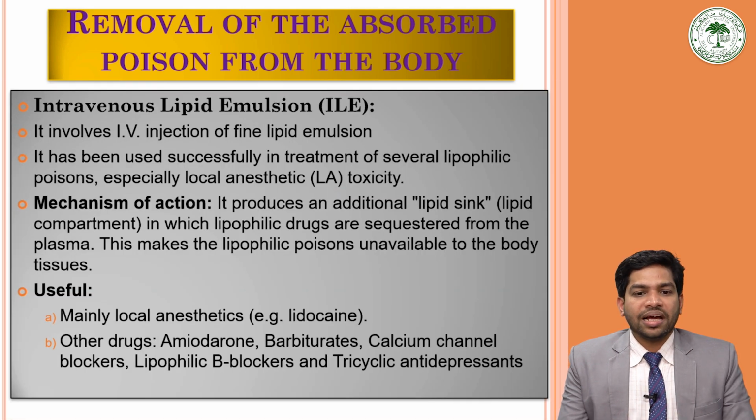And the last one, the intravenous lipid emulsion. It involves intravenous injection of a fine lipid emulsion. It has been used successfully in the treatment of several lipophilic poisons, especially local anesthetic toxicity. The mechanism of action of this intravenous lipid emulsion is that it produces an additional lipid sink, that is a lipid compartment that we discussed in the distribution of the poisons, in which the lipophilic drugs are sequestered from the plasma. This makes the lipophilic poisons unavailable to the body's tissues.